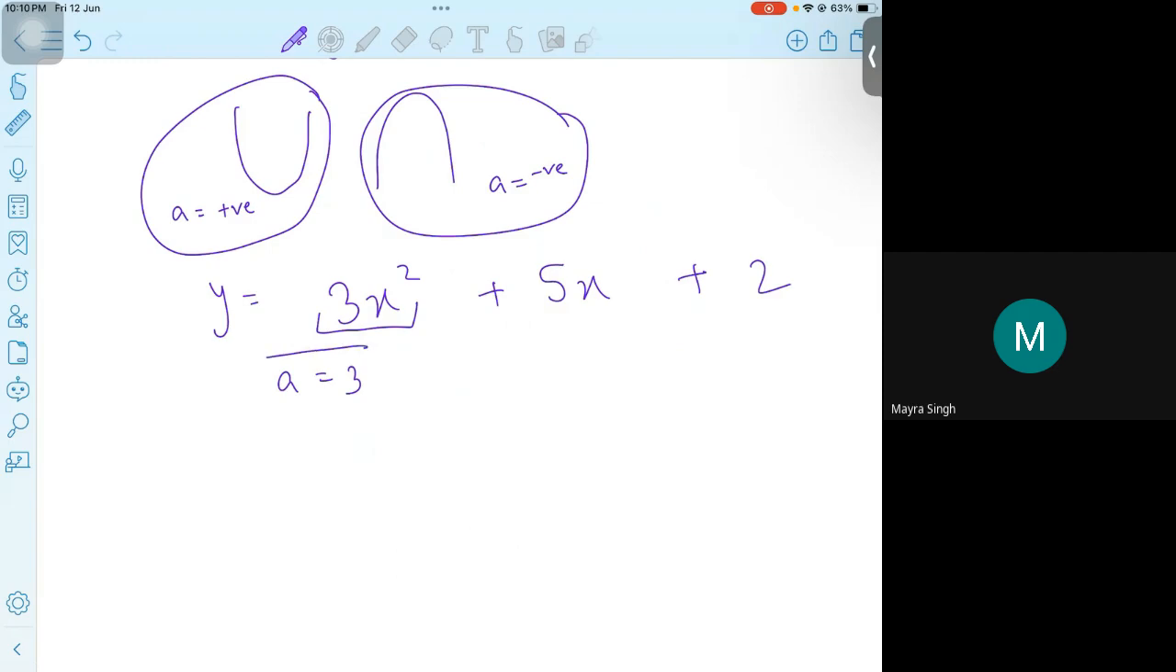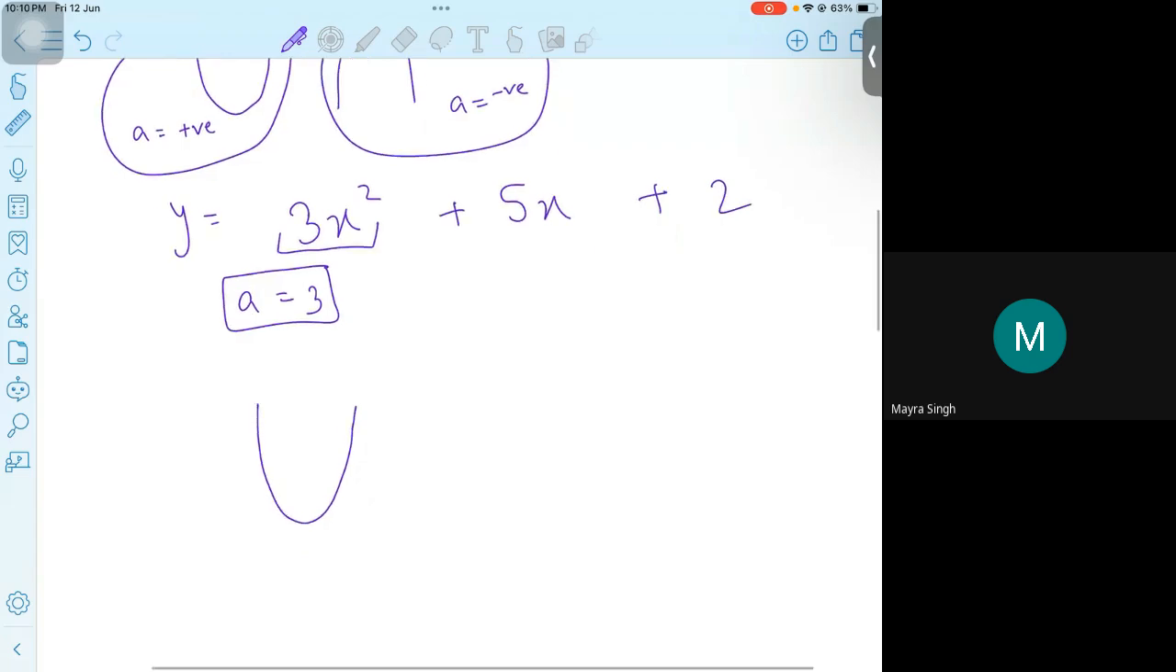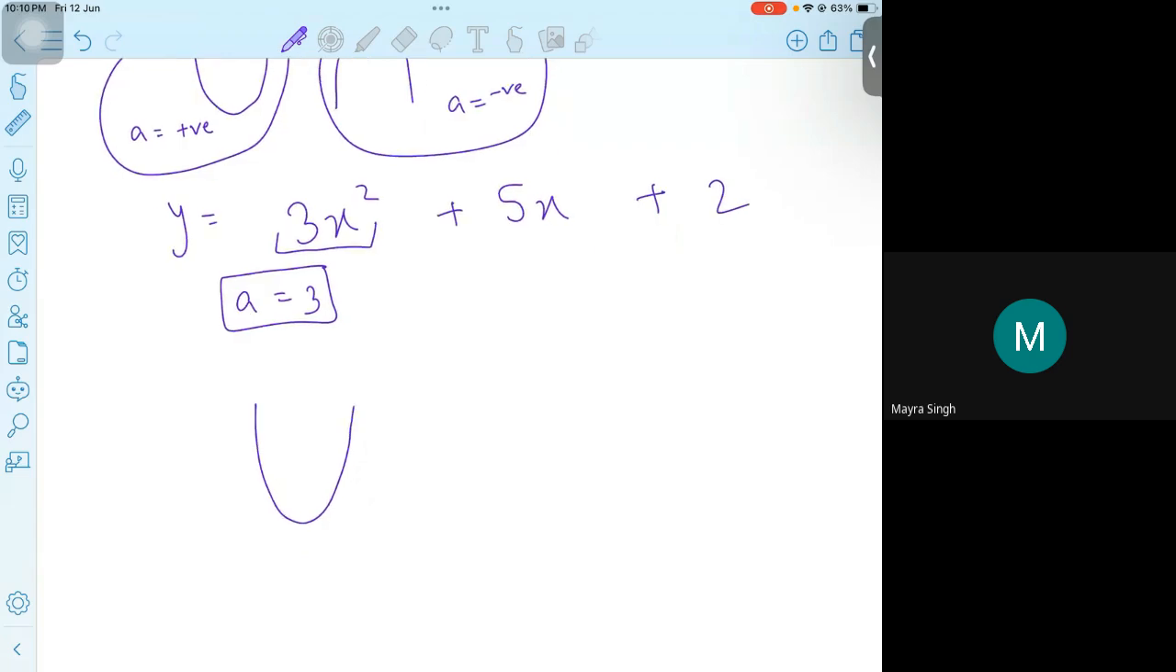So this positive value of a equals to 3 tells me that our curve is going to look like this shape. Open-ended on the top half, or a smiley face, or any other name that you want to give this curve. It's completely up to you. But all that matters is that you remember the shape.